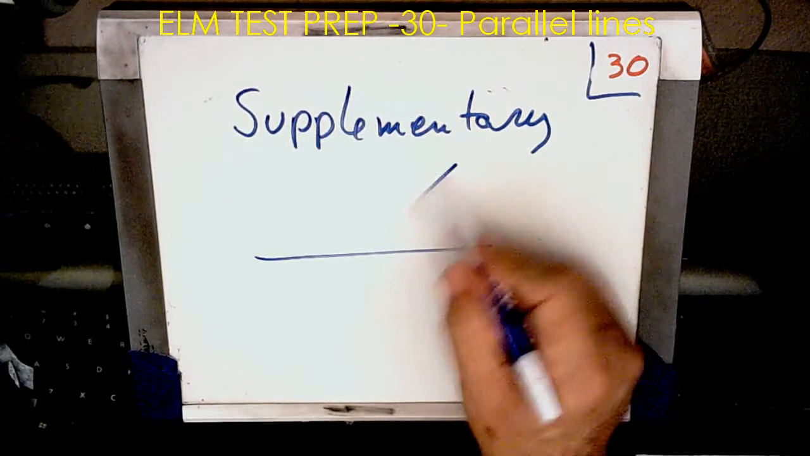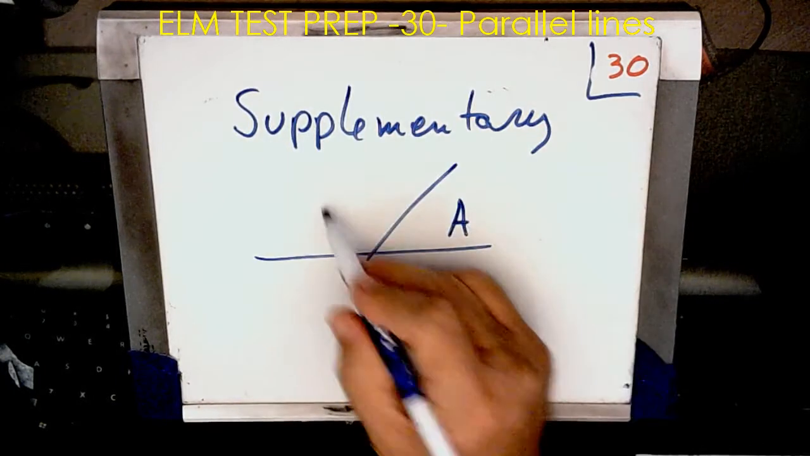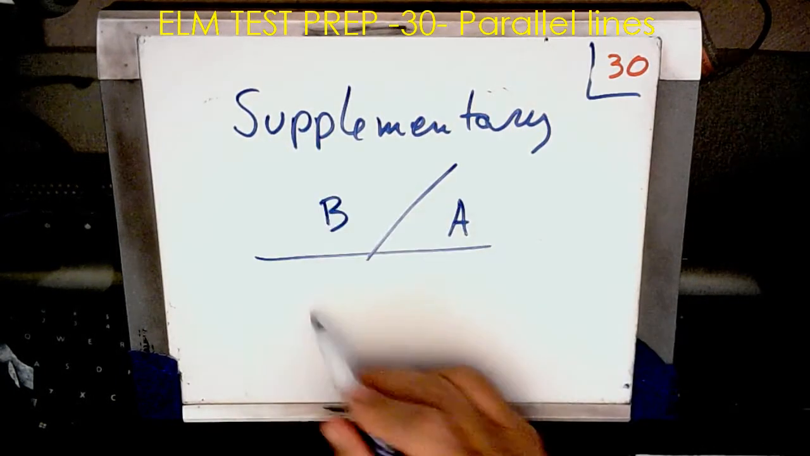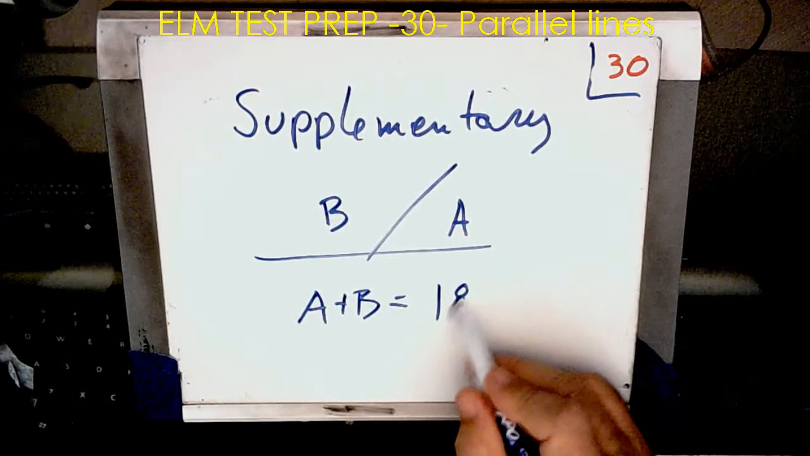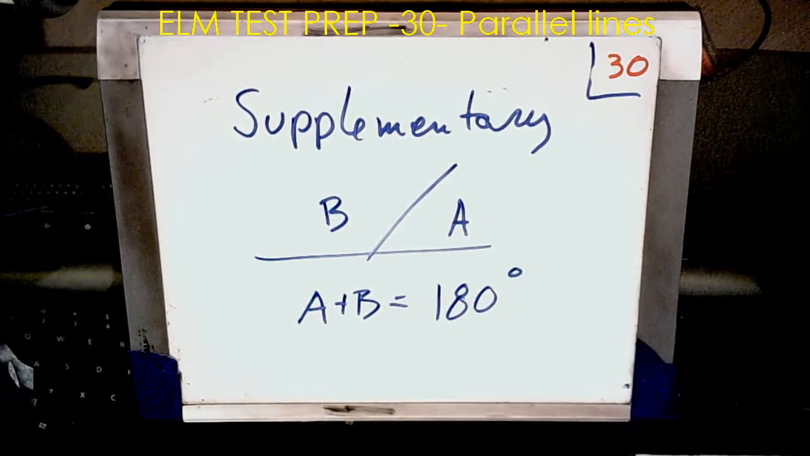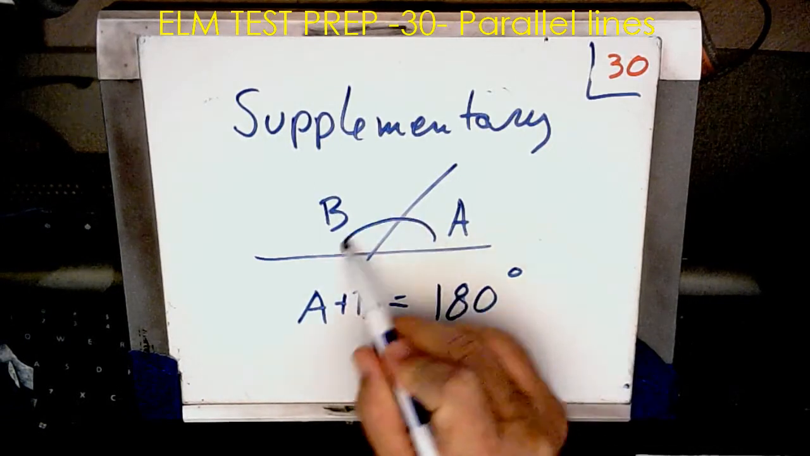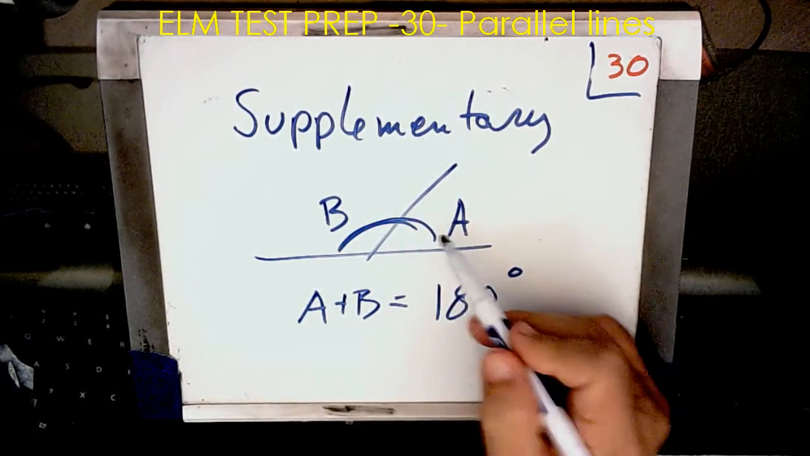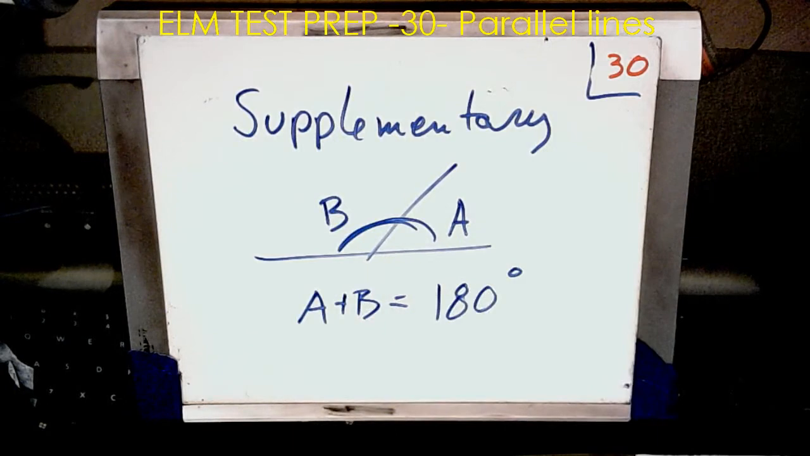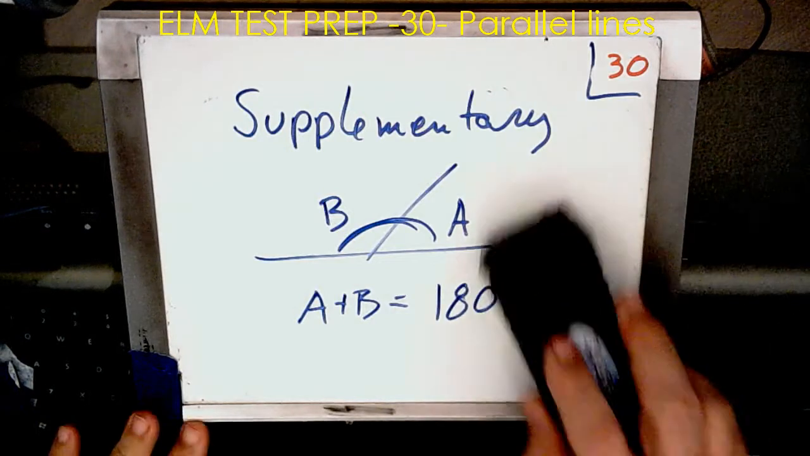Essentially what that means is I have two angles, and if I add those two angles, I will get a total of 180 degrees. Well, this is a straight angle, and a straight angle is 180, so if I chop it into two pieces, those two pieces should add up to 180. So that makes sense. Supplementary angles are two angles that add to 180 degrees.